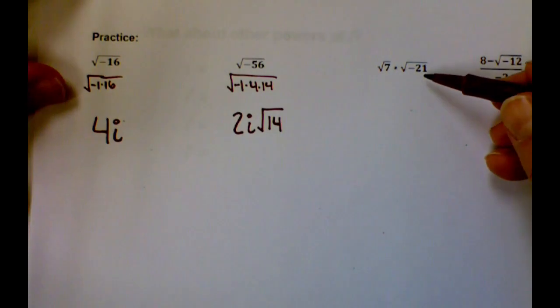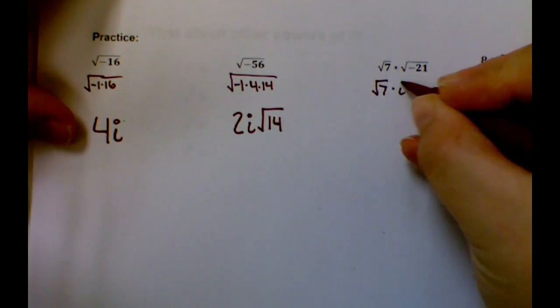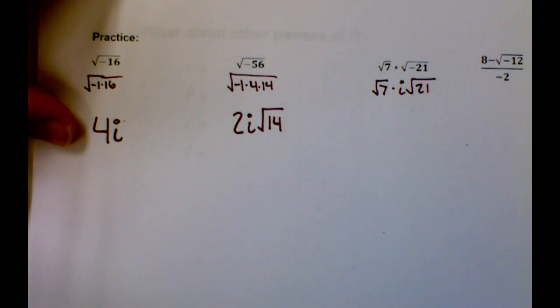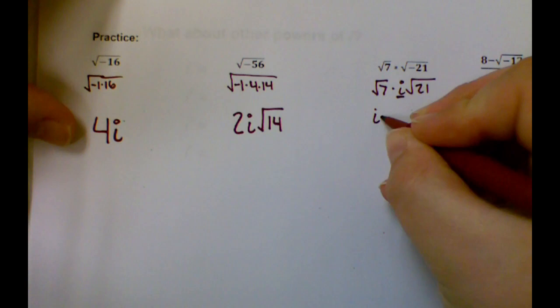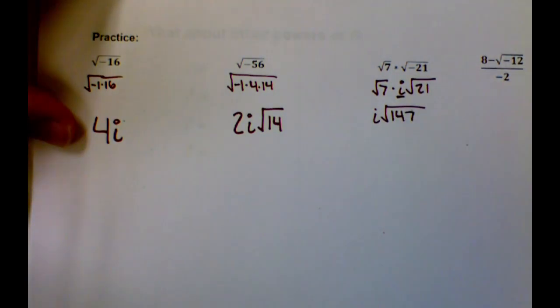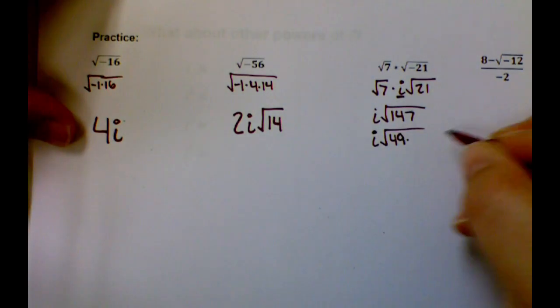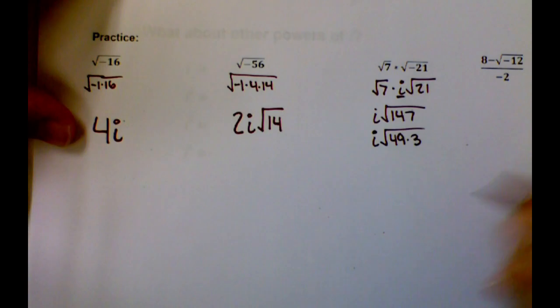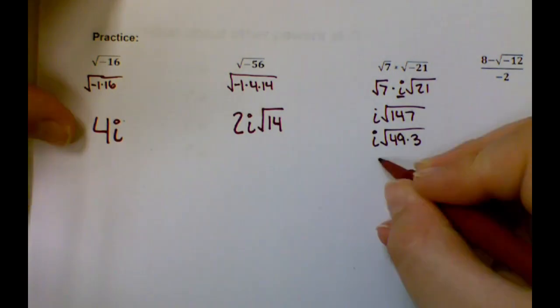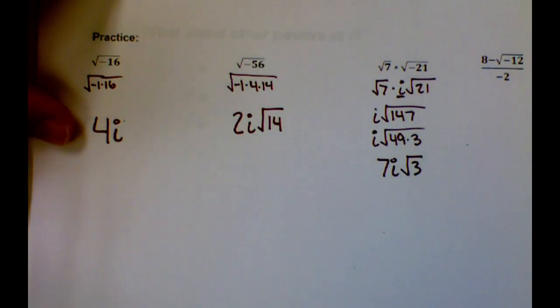For the square root of 7 times the square root of negative 21, we want to make that i square root 21 right away. Pull that negative out front in the form of an i. Now the i can hang out. Multiply my 7 and my 21, I get 147. And I happen to notice that 49 can go into that 3 times. So I get the square root of 49 is 7, and then my i, and then my 3 that's still stuck in the square root.